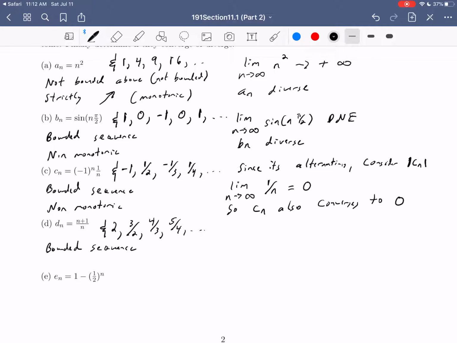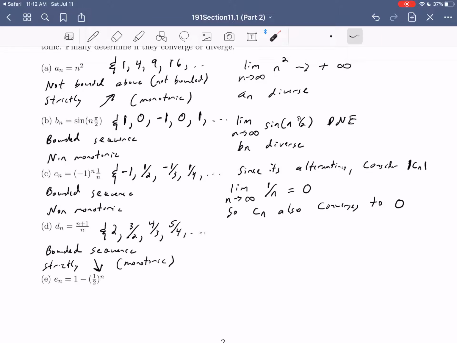Okay. What about monotonic? Well, from 2 to 3/2, that's a decrease. From 3/2 to 4/3, that's a decrease. From 4/3 to 5/4, that's a decrease. So this one is strictly decreasing, meaning it is monotonic. So this is our first example that has both these new features. It is both bounded and strictly decreasing. Let's take a look at its limit.